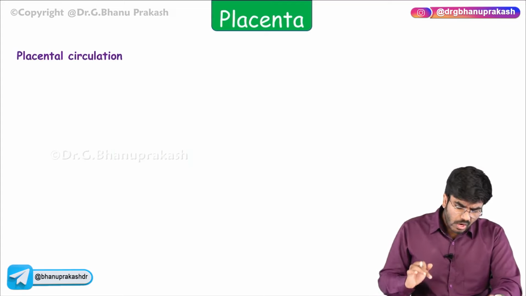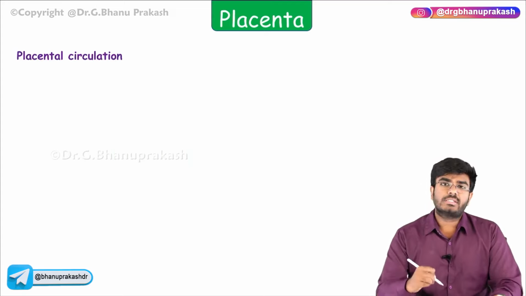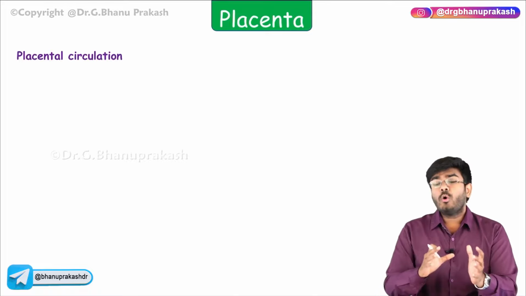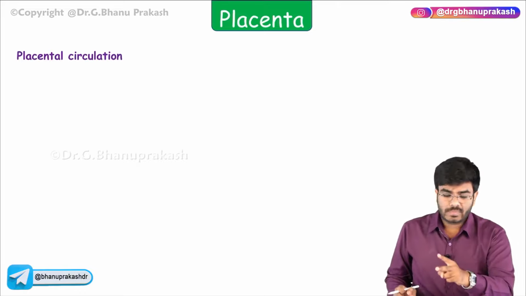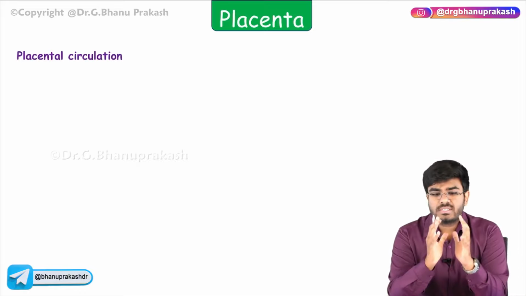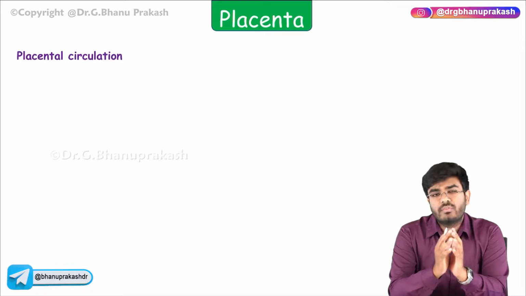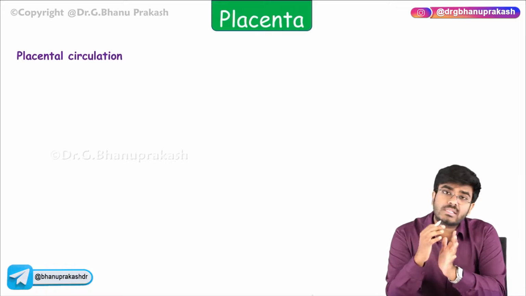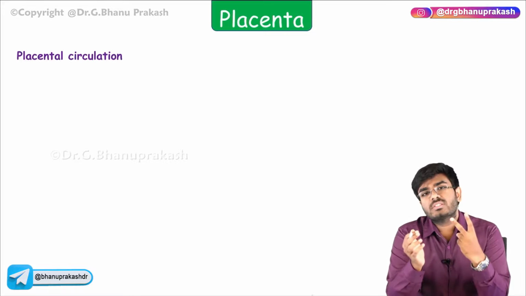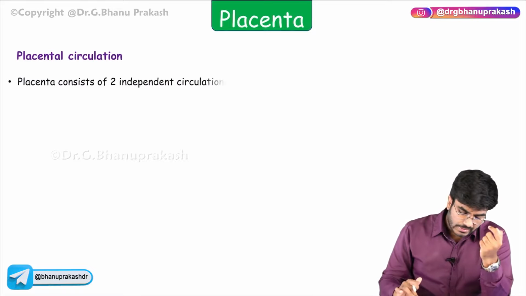Okay. Now, after this, let's talk about the placental circulation. Guys, how many circulations does the placenta have? There are 2 individual circulations present in the placenta. If I am talking about the circulation, see, this placenta is getting blood from the mother. This placenta is getting blood from the fetus also. So there are 2 individual circulations. So what exactly are they?